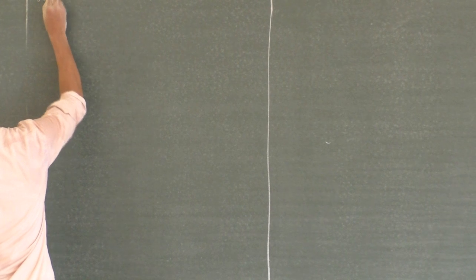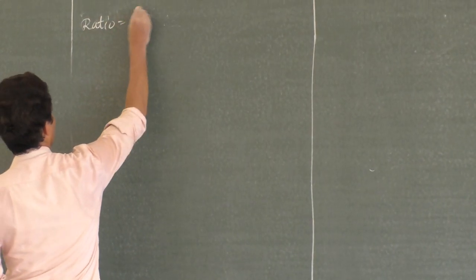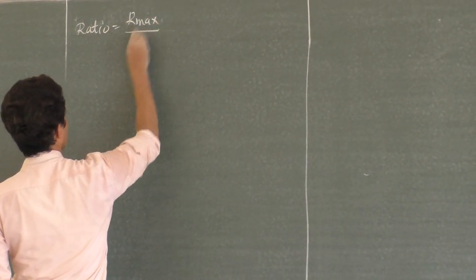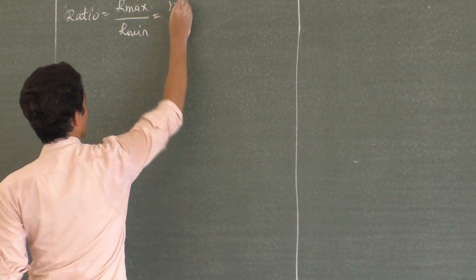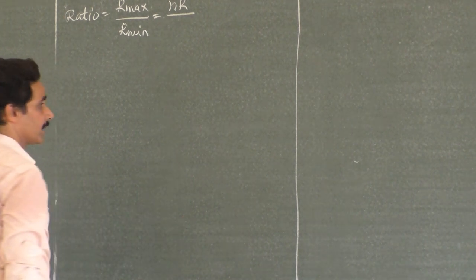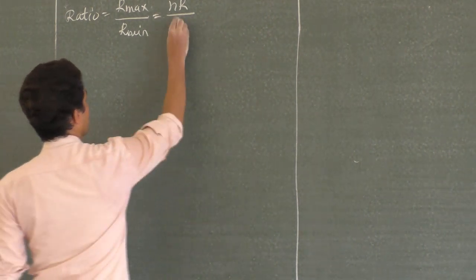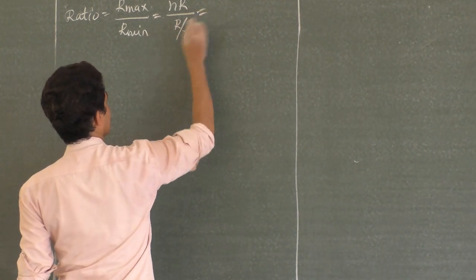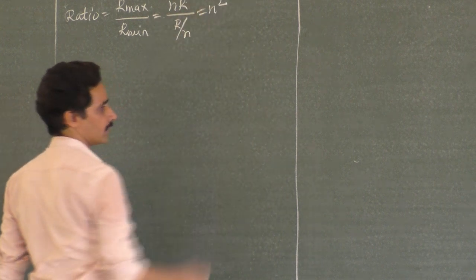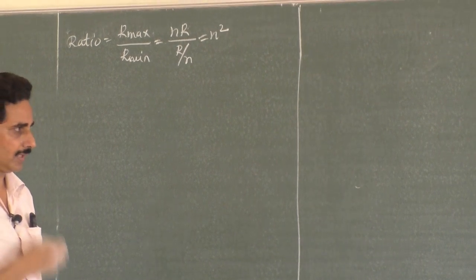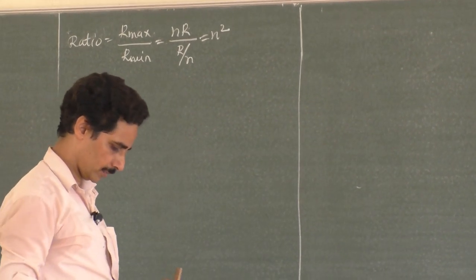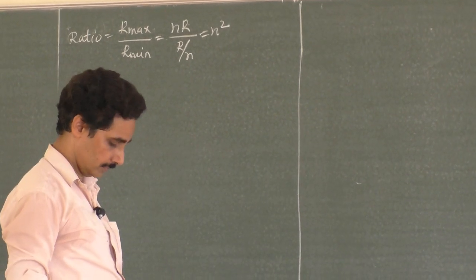So I will write simply the ratio R maximum to R minimum. Maximum is NR, R plus R plus R plus R plus R. Minimum is R by N. So what is this? R and R get cancelled. It is N square. Correct? So option 2. Finished problem. It's a very easy problem. It is the second option, option number 2, N square.